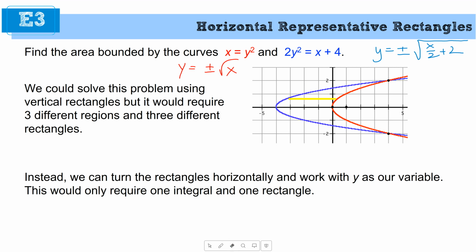Why only one? Well, we're no longer dealing with top and bottom. We're dealing with right and left. And notice, over that whole shaded region, the right side is always the red curve. The left side is always the blue curve. Since there's no change there, we can just do one representative rectangle.